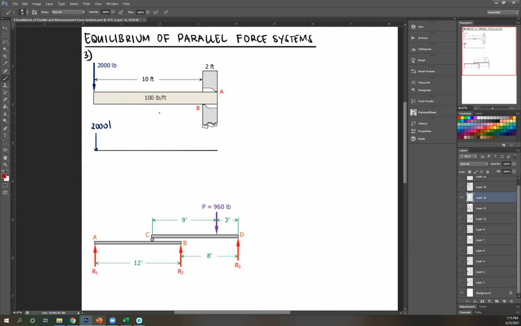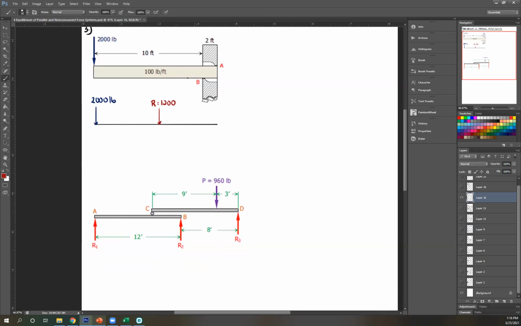Let's draw that. So the center is here. So that's your R, or again, that's the equivalent point load of the weight, which is, this is 100. This total length is 10 plus 2. Therefore, that's just 1,200. Yes, 1,200. Again, 100 times total length, 10 plus 2. And then since total length is 12, this distance therefore is 6.